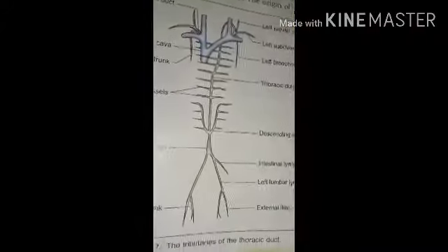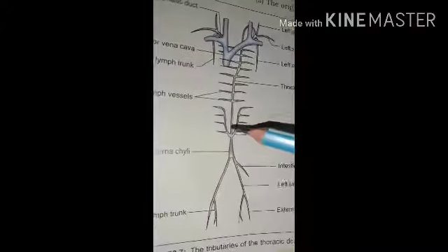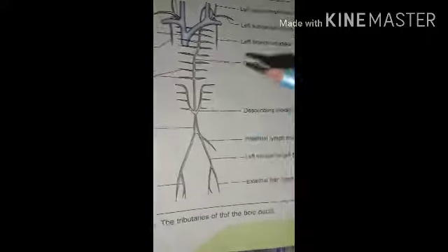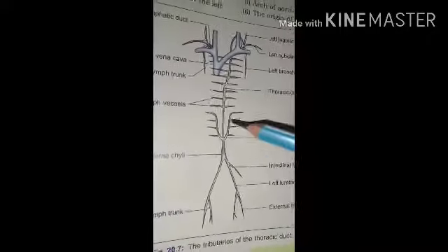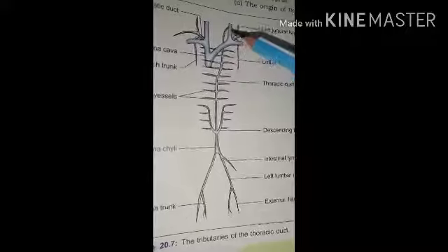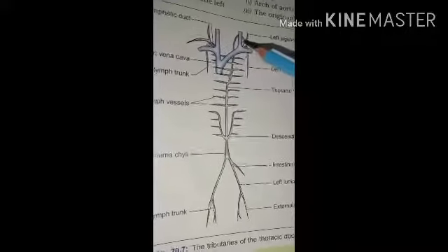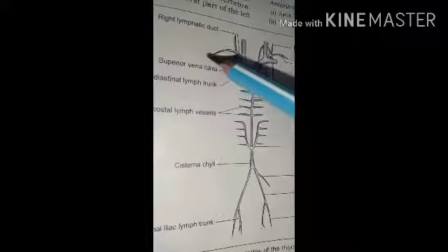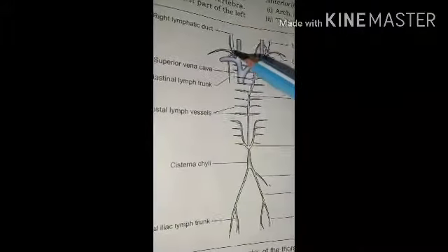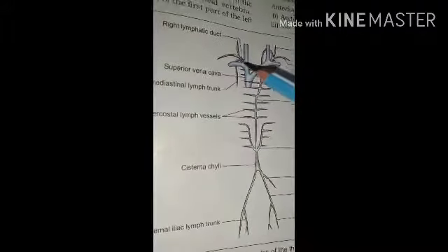So here in this diagram you can see this is the thoracic duct, which opens into the left subclavian vein, and this is the right lymphatic duct, which opens into the right subclavian vein.